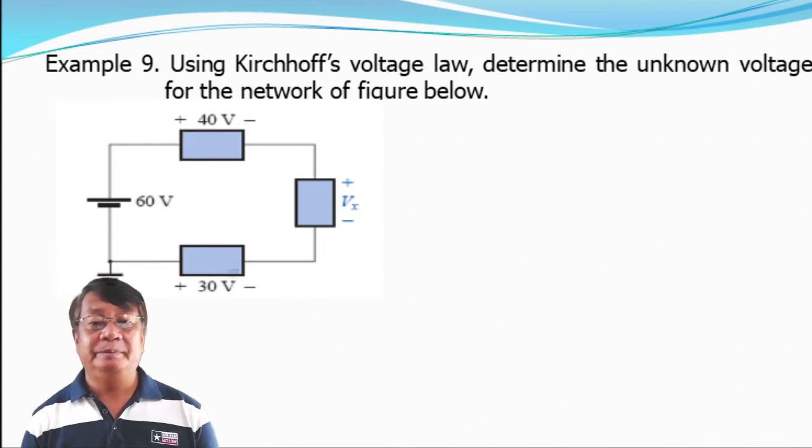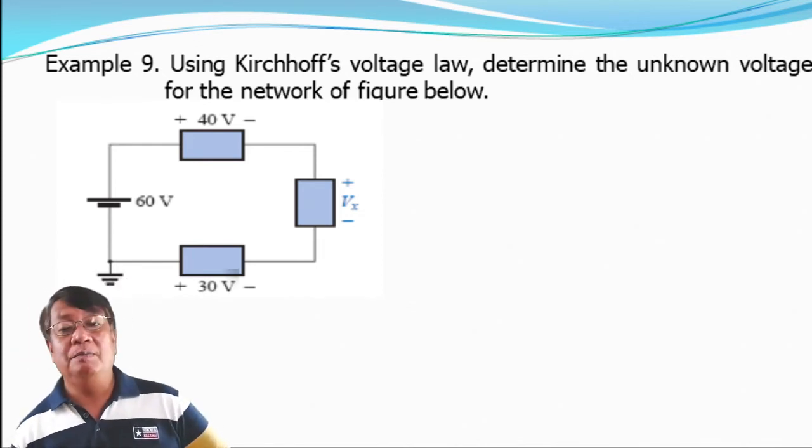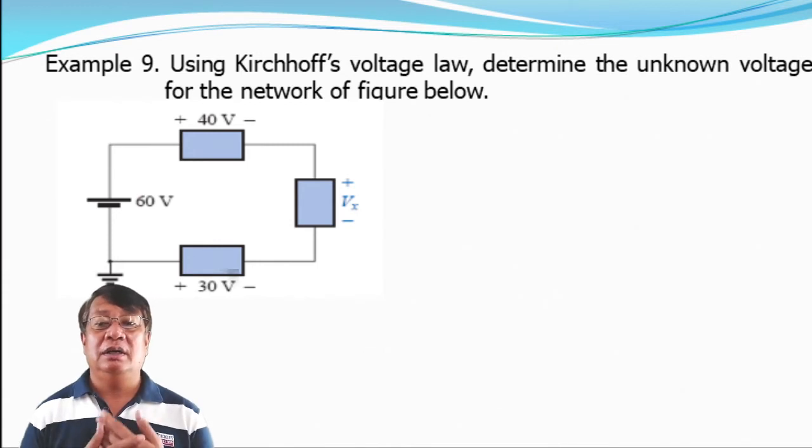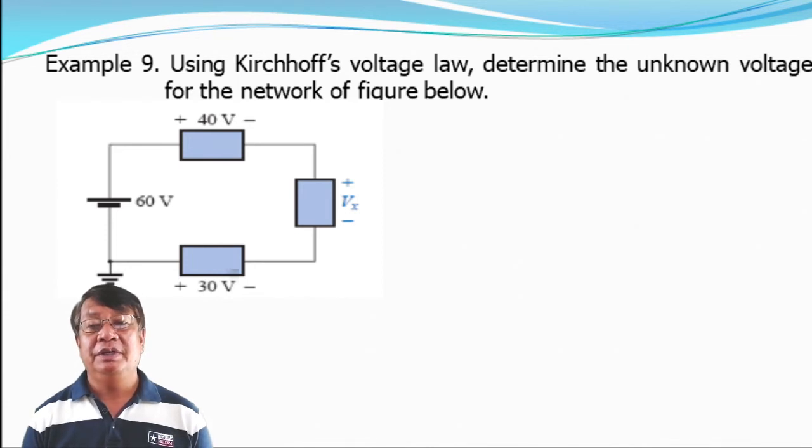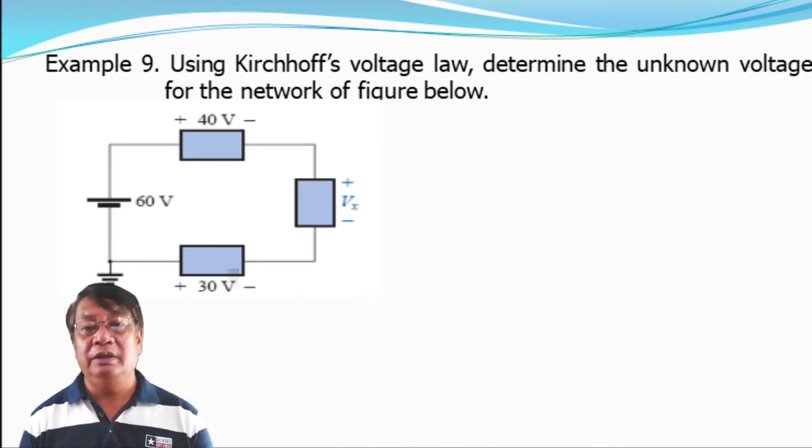So example number 9. Another example here, another circuit illustrated using a block diagram. We have the voltage source of 60 volts. We have another voltage load here, a block which maybe represents an appliance or a load, 40 volts. We have V sub X, the unknown voltage of the second block. Then we have this 30. But of course, be careful with the given polarity.